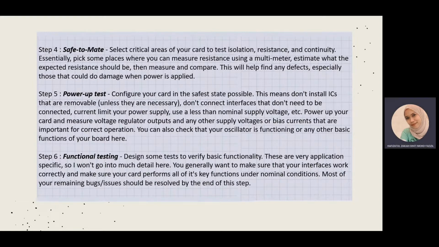Power up your card and measure voltage regulator output and any other supply voltage or bias current that is important to correct operation. You can also check that your oscillator is functioning or any other basic function of your board here. Step 6. Functional testing.